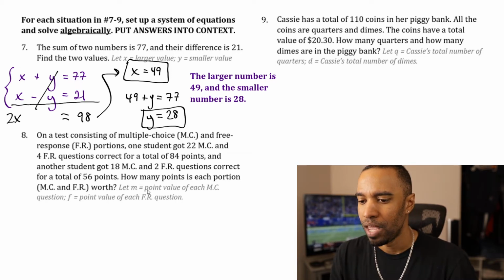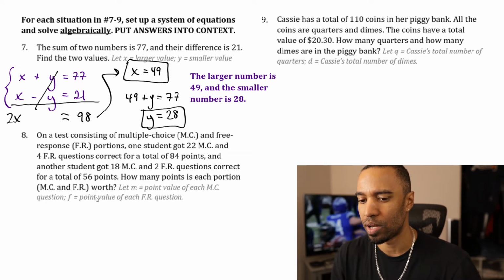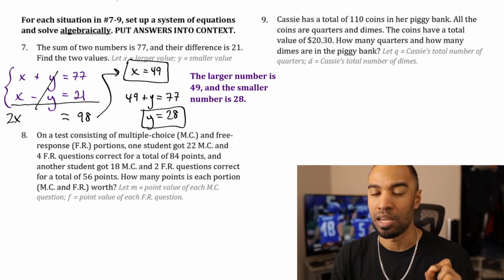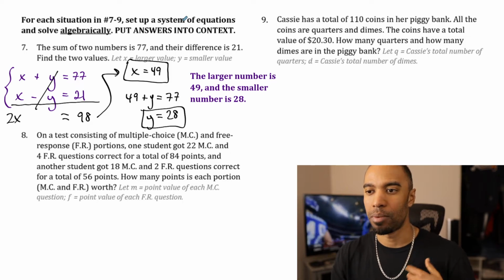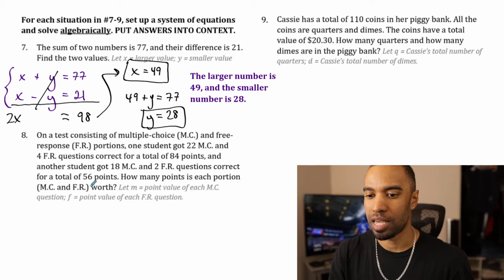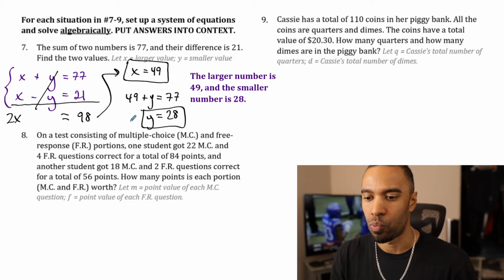Let's go ahead and get started. M is the point value of each multiple choice question. F is the point value of each free response question. We have enough information to be able to get the point value of each, how much each question is worth, based on this information. And the equations will look eerily similar as far as what I do.